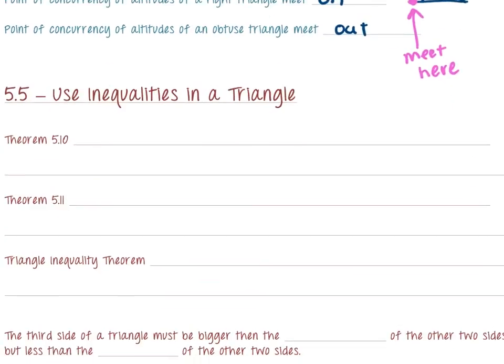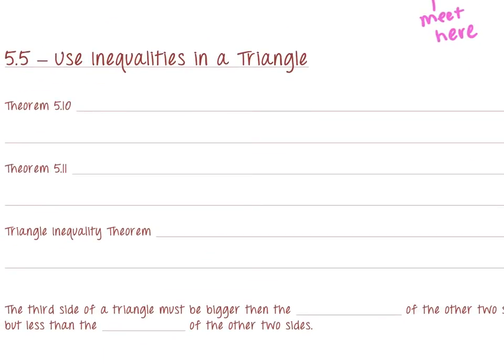You know what that is? Oh, no, this isn't the hinge theorem. This is the triangle inequality. This said the larger angle is opposite the longer side.